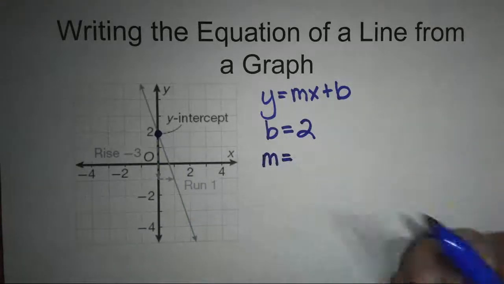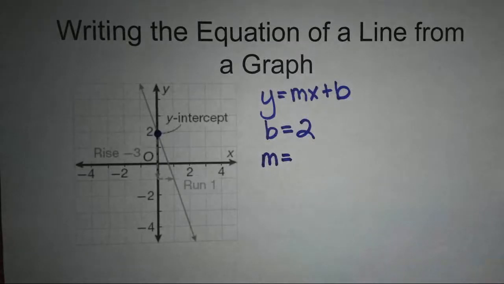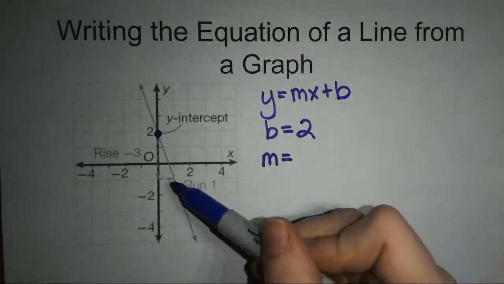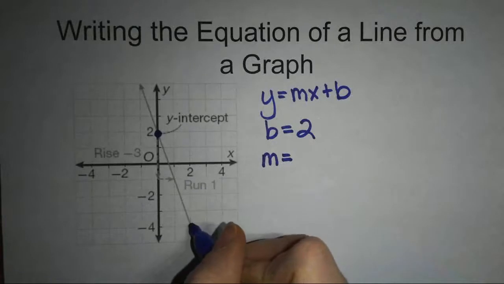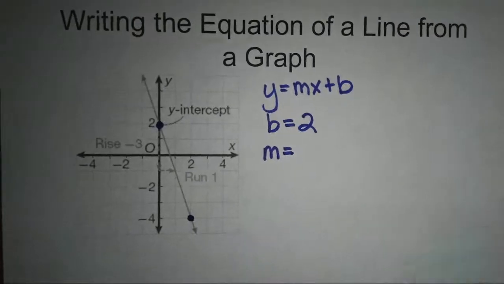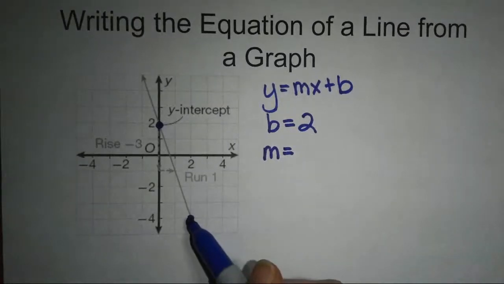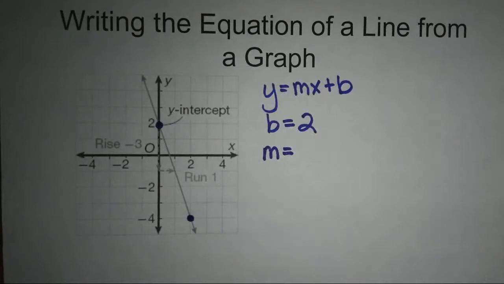Now let's find my slope. In order to find the slope, I have to find another point on the line. Now, they use this one, but I'm actually going to use this point right here. See how that line is crossing through the corner of that square? So that is an easy way to tell me where a point on the line is.